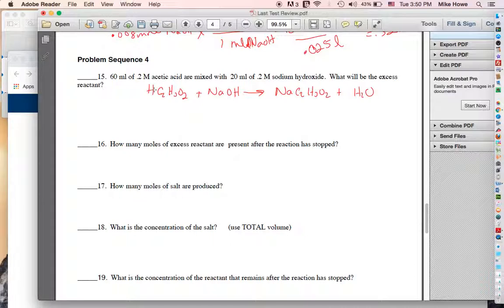To do that, just pulling up the calculator here on the side. To get the excess reactant, we need to find moles of acetic acid. So that would be 0.06 liters times 0.2 moles per liter. So you see where I got those numbers. 0.2 is right here. 60 milliliters is 0.06 liters. So 0.06 liters times 0.2 is 0.012 moles.